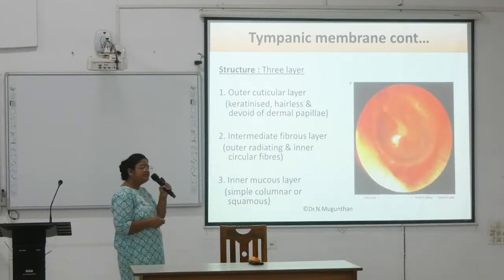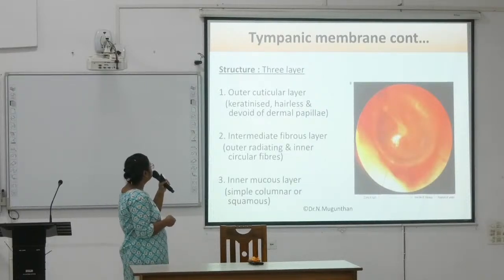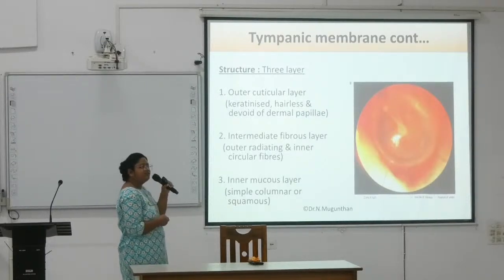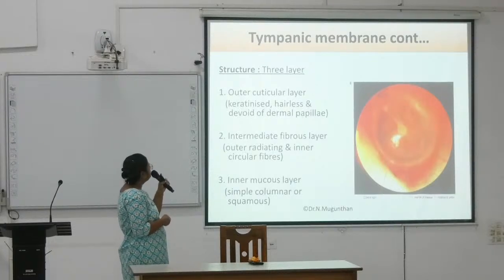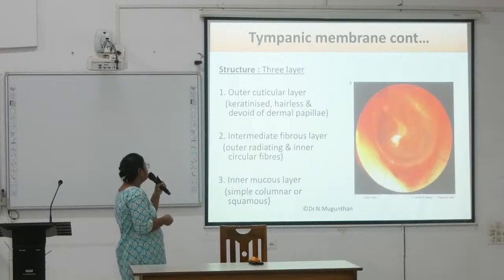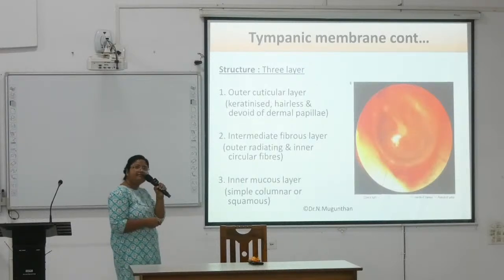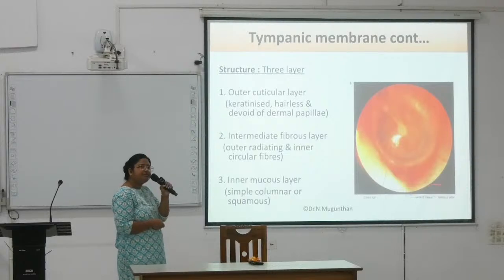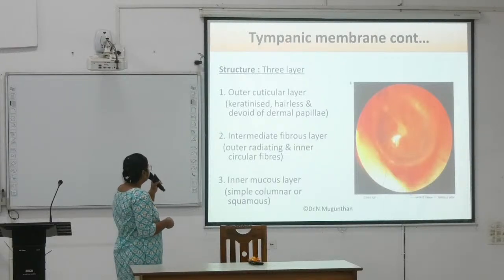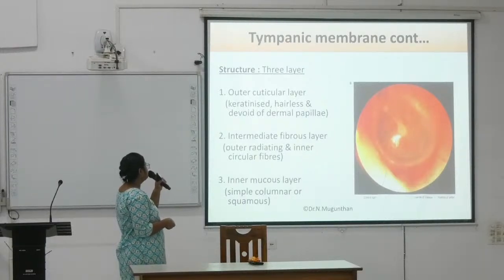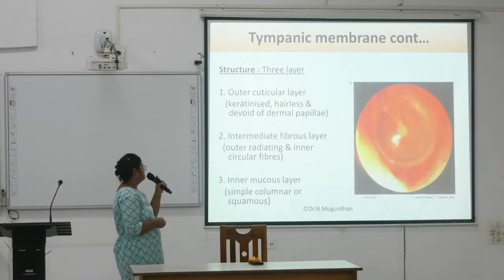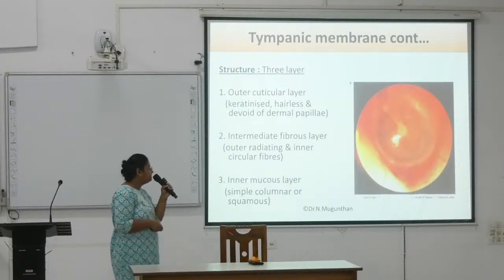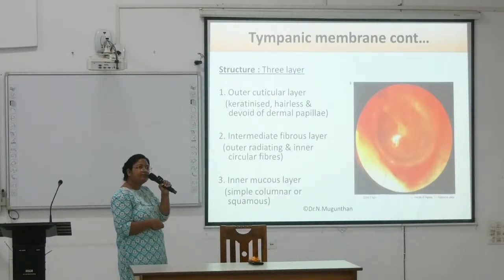Now the structure. Three layers are present. The outer cuticular layer is keratinized, hairless, devoid of dermal papilla. So this is the outermost layer. Next is the intermediate fibrous layer. Outer radiating and inner circular fibers are present in this layer. And the inner mucous layer has a simple columnar or squamous lining. Okay, understood?